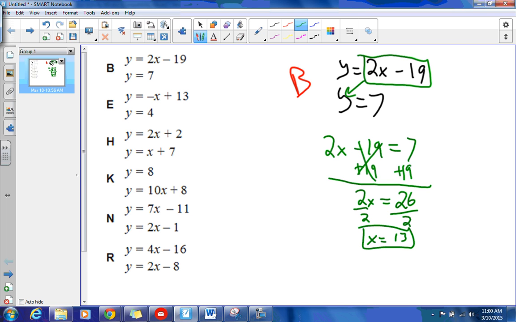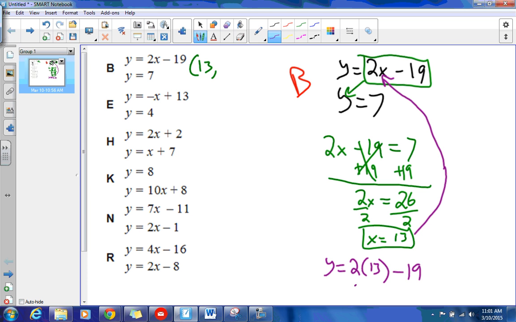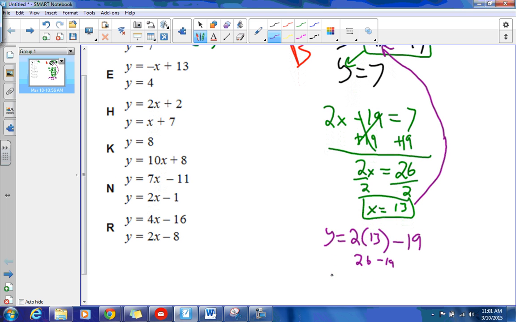Okay, we're halfway there. We've got our x value, which is 13. We have to figure out the y value. So we can take that x value and plug it into an equation, you just pick one. It looks like there's not an x in that first one, so I'm going to plug it into the second one, sorry, the first one, just to check. So if you do y equals 2 times 13, because we know x is 13, minus 19. That would be 26 minus 19, and we know that y equals 7.